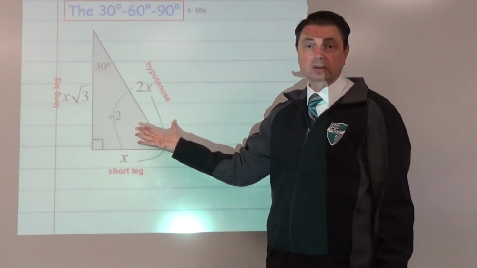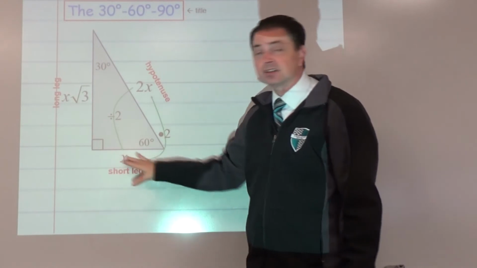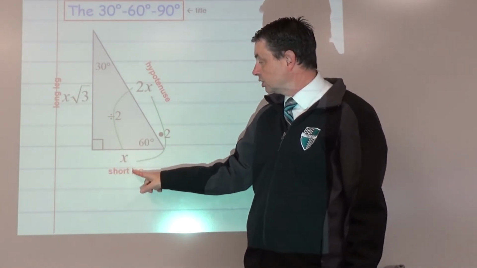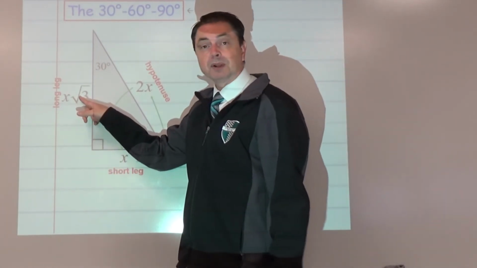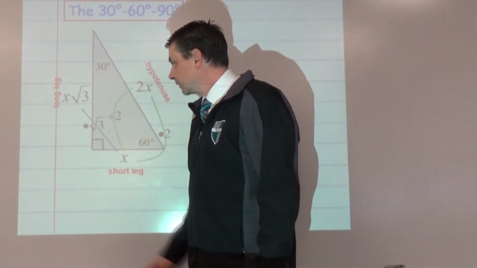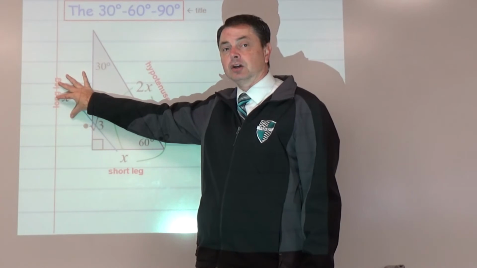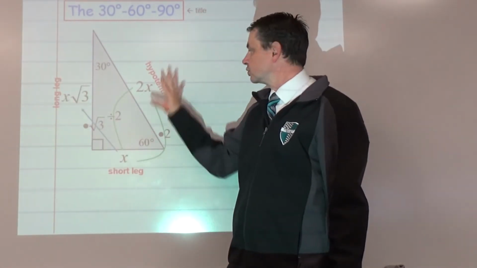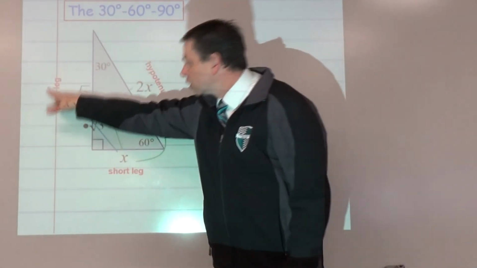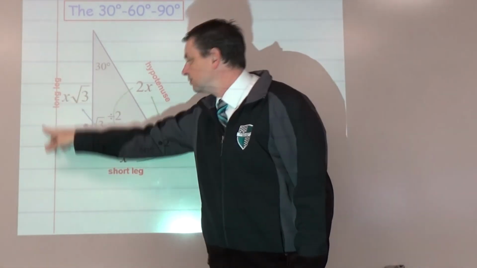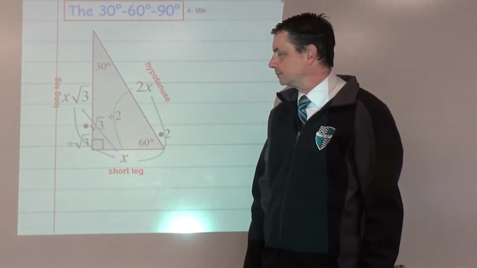Long leg is the most complicated one, but we do it based off of the short leg. So if we know the short leg, just multiply by the square root of 3, and you got the long leg. If we knew the long leg, go after the short leg first. Don't worry about the hypotenuse yet. Go after the short leg first. Divide by the square root of 3.